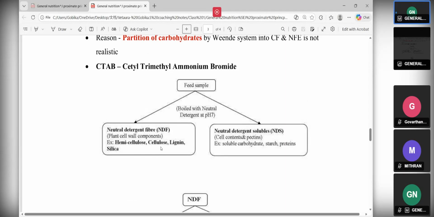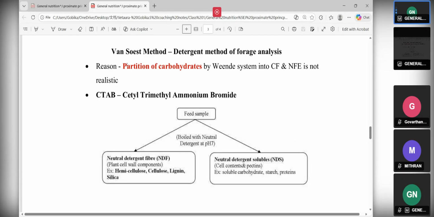So coming to the Van Soest system, we should know that it is mainly specified for partitioning of carbohydrate, which is not done in the Weende system. This statement they may ask.